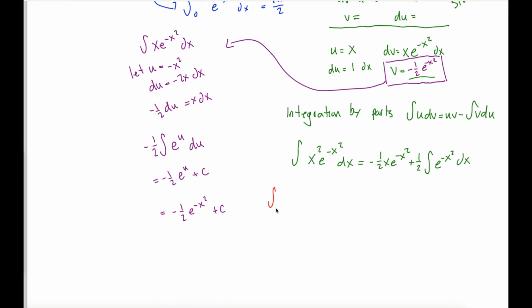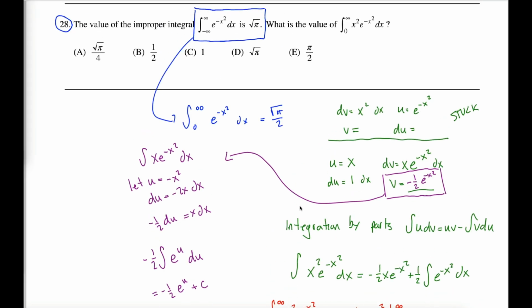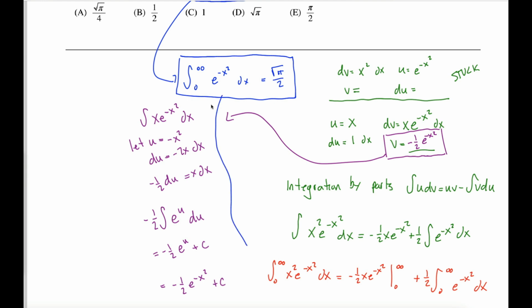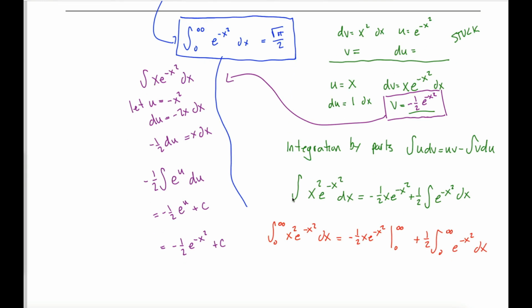So arbitrarily switching colors here for no real reason. I could say that that's equal to this expression evaluated from 0 to infinity plus 1/2 this integral from 0 to infinity. But again, recall, I love me some arrows going through the work, that this integral is the square root of pi divided by 2.